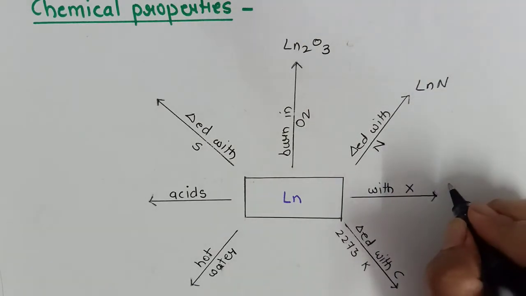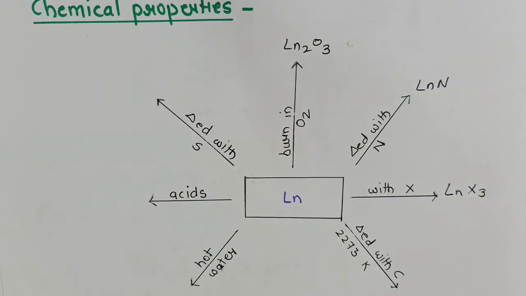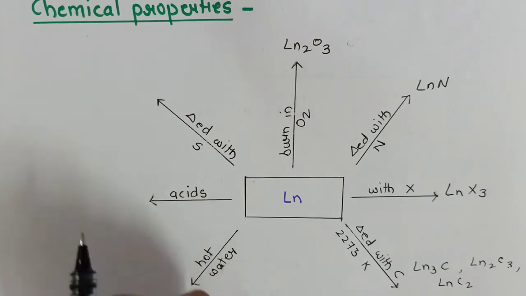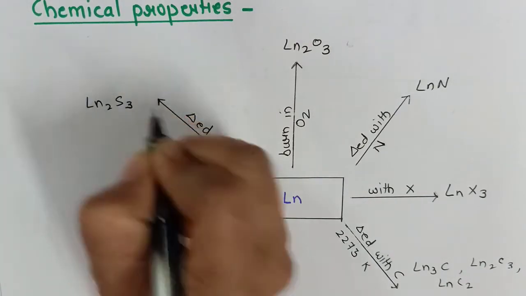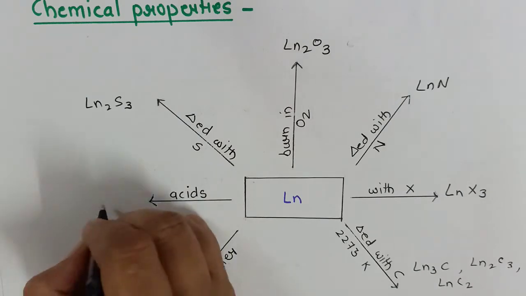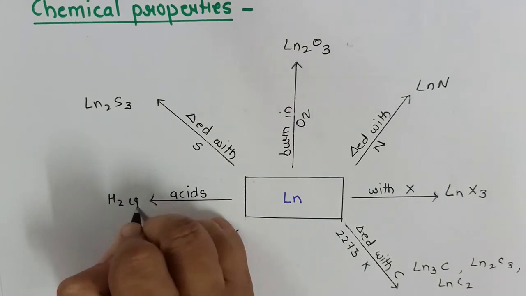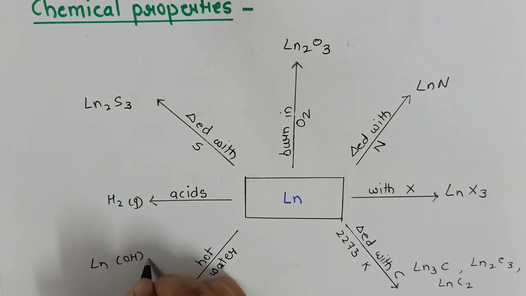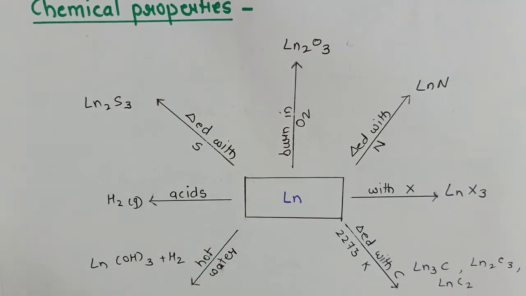If it is heated with halogen, it will form the corresponding halide. If any lanthanoid element is heated with carbon, it can form a variety of compounds like Ln3C, Ln2C3, LnC2, etc. If any lanthanoid element is heated with sulfur, it will form the corresponding sulfide. Lanthanoid elements, when treated with acid, release hydrogen gas. And lastly, when lanthanoid elements are treated with hot water, they form lanthanum hydroxide and hydrogen gas is released.